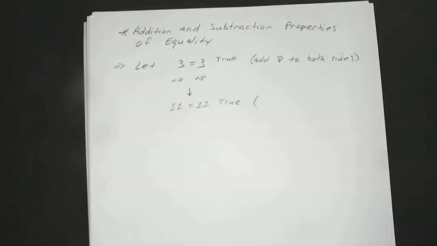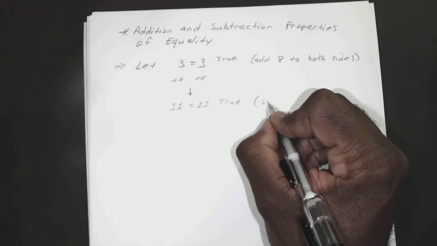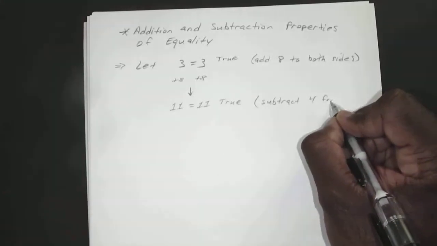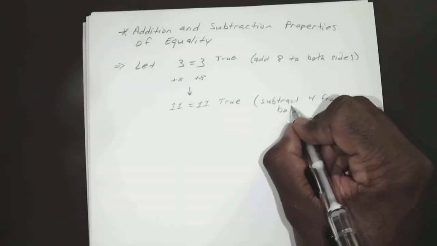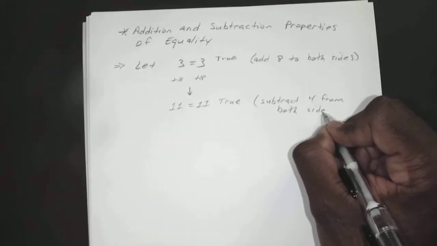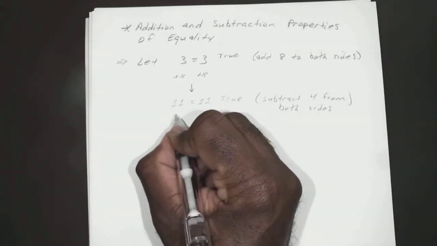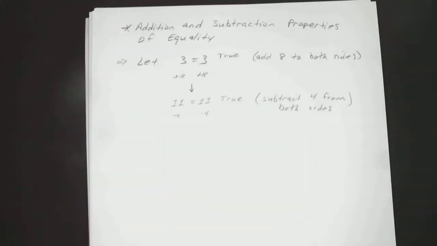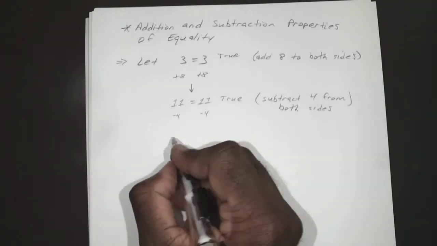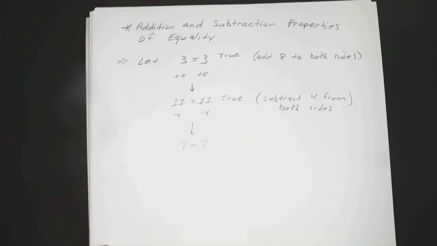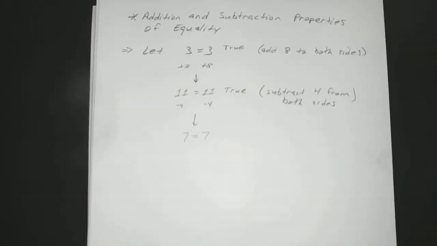But what if we decide now we're going to subtract 4 from both sides? If we have 11 on each side and we subtract 4 on both sides of the equal sign, that gives us 7 on this side and 7 on this side, which is still true.